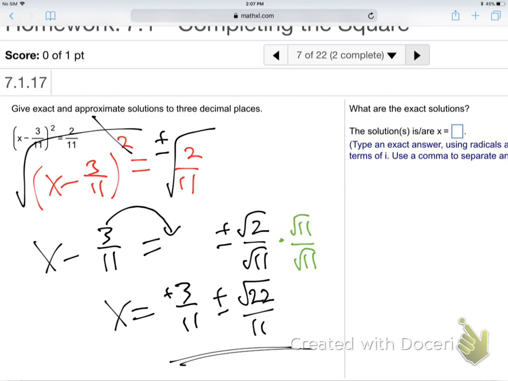Everybody okay with that? Right? 2 times 11 is 22 on the top there. Bottom, root 11, plain 11. Is that okay? All right.